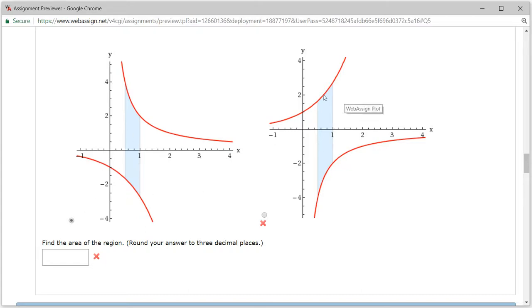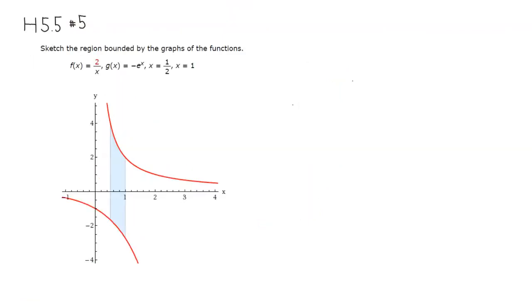Right here, this is obvious. This does not look like a 2 to the x. 2 to the x is at least decreasing here. So this is the correct picture. Then after that, we want to find the area of the region. So let's set up an integral and find the area of the region. I already have the region here.